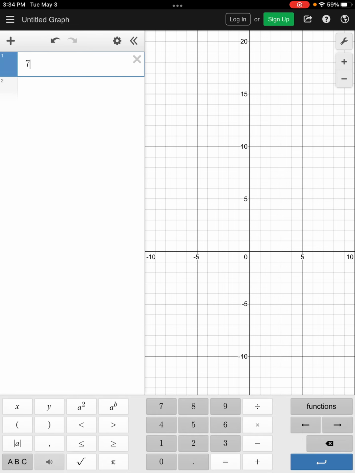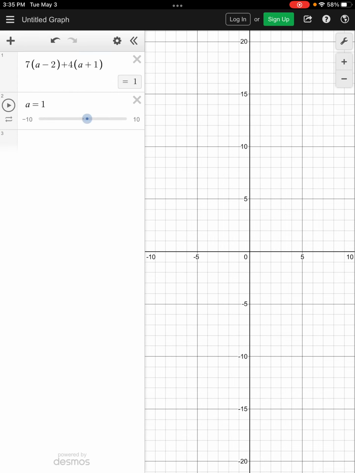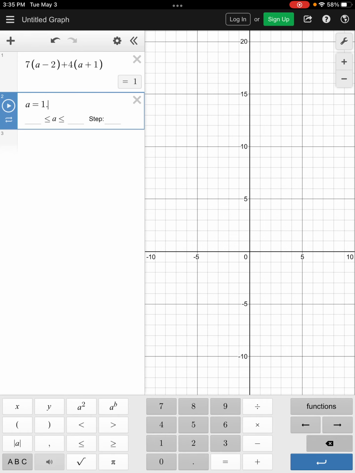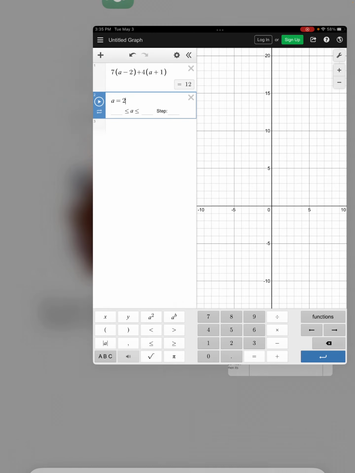So I have 7a, just kidding, that's not right. You've got to put parentheses around it. Make sure you write it exactly how you see it. Minus 2, close the parenthesis, plus 4 times parenthesis, a plus 1, close it out. We're going to have our slider. a is going to equal 2 in this case. So a equals 2. Oh no, almost had too much caffeine today. Let's make it equal 2. And so we get 12 as an answer.